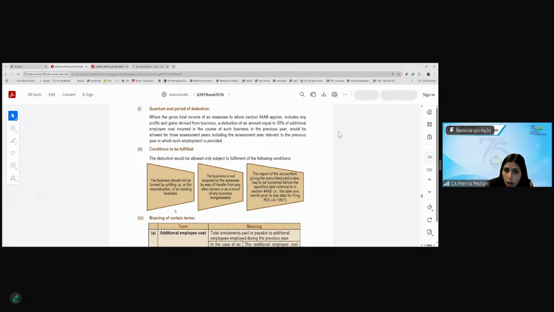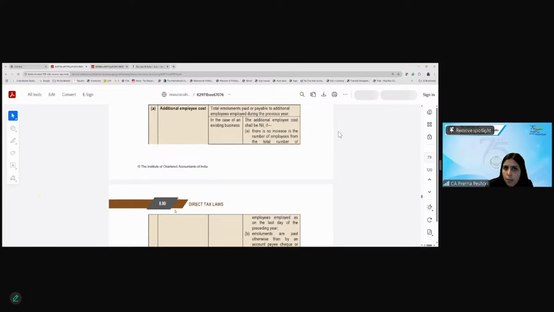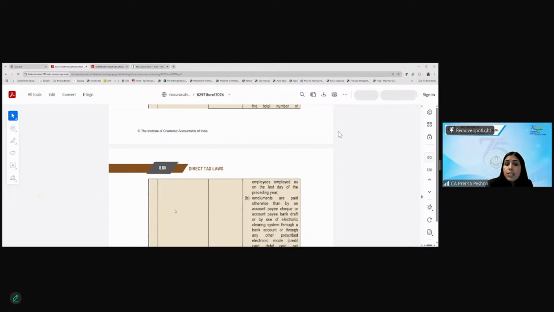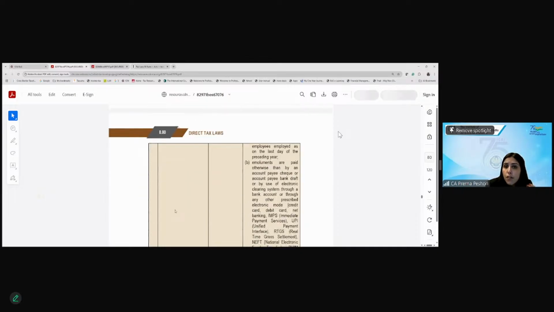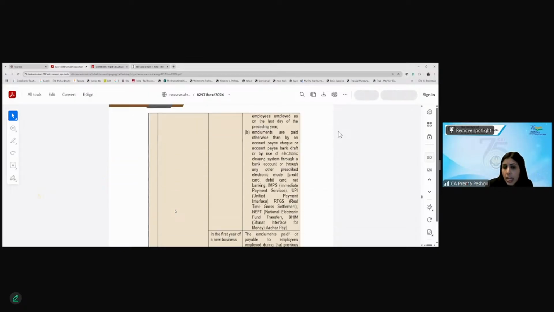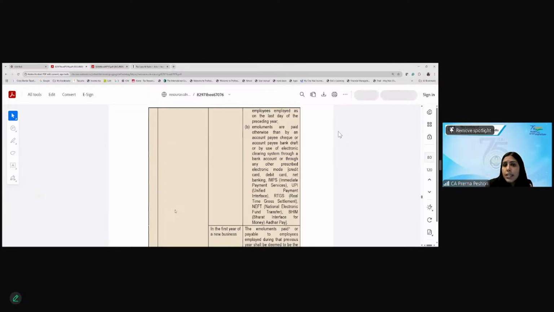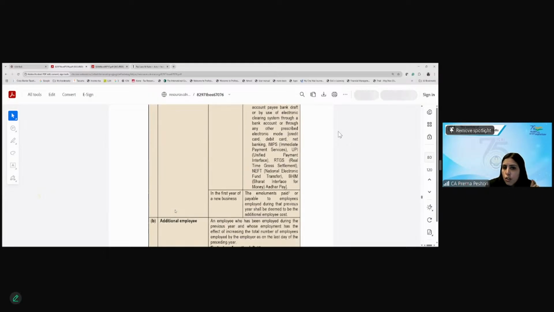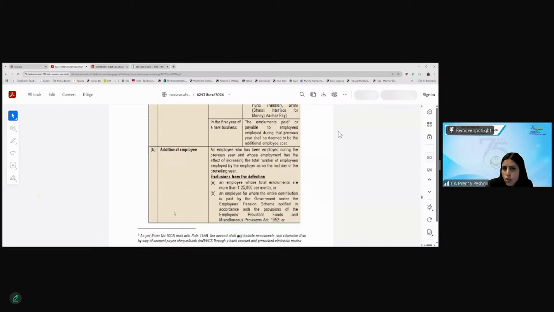the business is not acquired by way of transfer from another person. And here, what does additional employee cost mean? In the case of the existing business, the employee cost will be on the basis of the additional number of employees hired, right? As per the employees hired on the last day of the preceding year, and the salary of these employees is paid through account payee cheque or electronic mode, not in cash. In the case of a new business, it is the new employees which are hired.